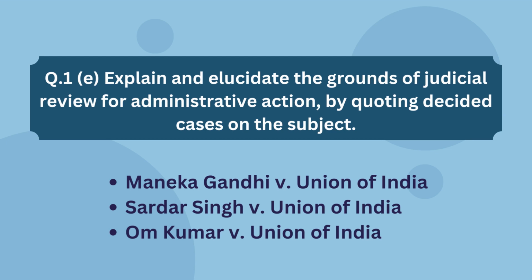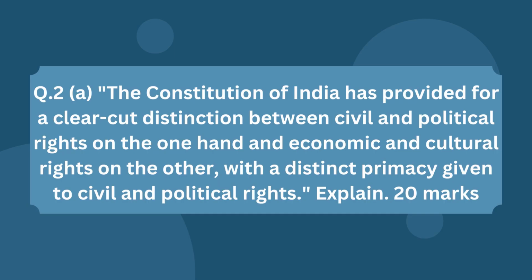In this question, first give the meaning of judicial review, then we'll explain the grounds of judicial review for administrative action, like illegality, procedural impropriety, proportionality, and irrationality, or we call it the Wednesbury principle. Along with these, one case law should be mentioned with each point. Like you can add Maneka Gandhi case, Sardar Singh versus Union of India, Om Kumar versus Union of India.